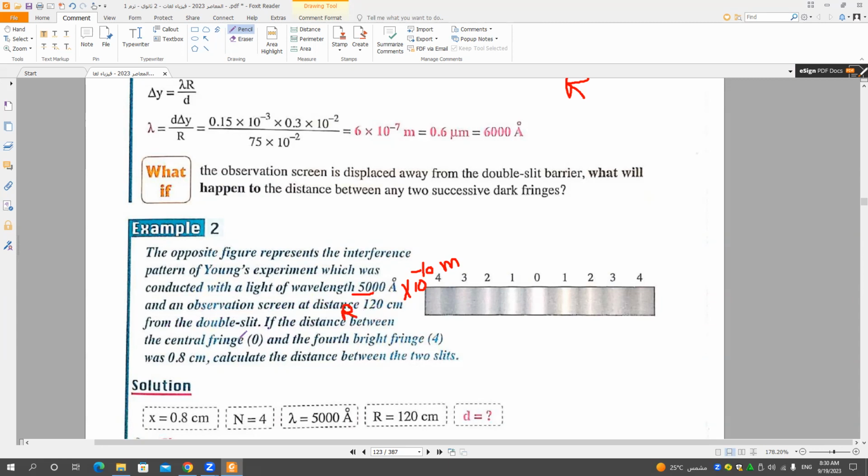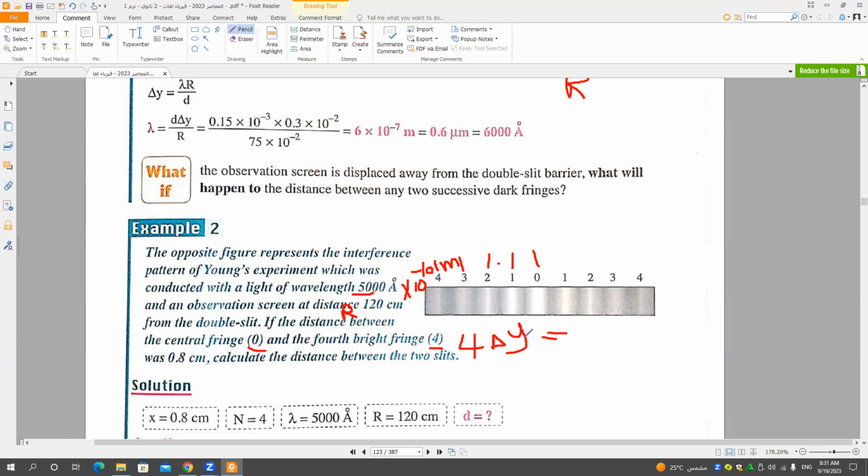If the distance between the central ring 0 and the fourth bright ring, how many delta y? One, the first one is bright; 2, 3, so 1, 2, 3, 4. So we have 4 delta y.